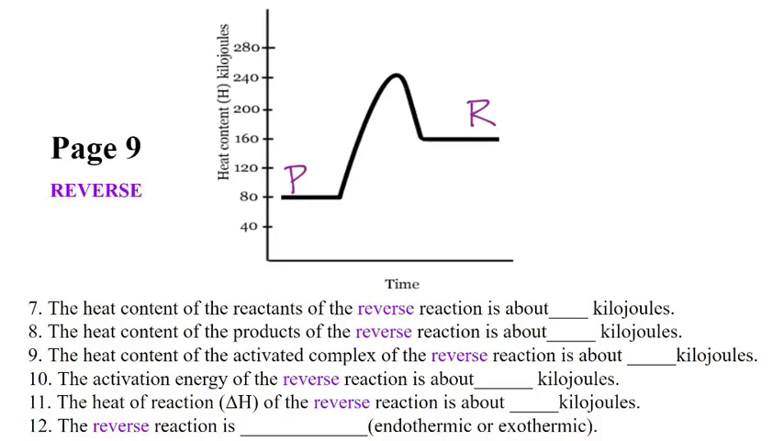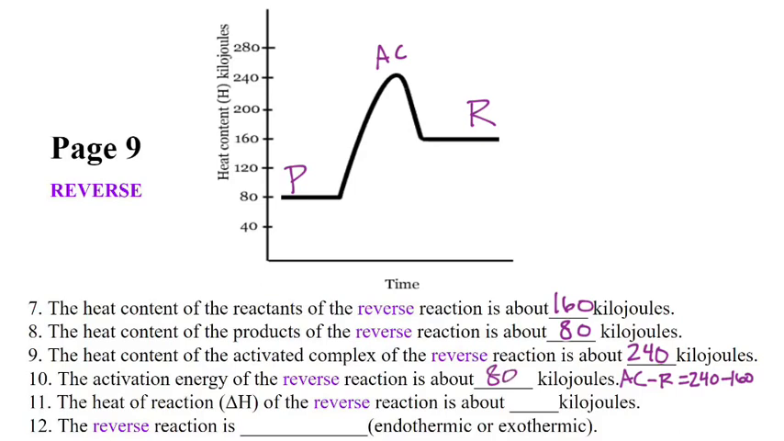We're just flipping those two around. It's important to realize that the activated complex stays in the exact same spot. It does not move at all. So here the energy of our reactants of the reverse reaction is 160. The products are 80, but the activated complex is still 240. So here when we're trying to find our activation energy of the reverse reaction, we're still doing activated complex minus reactants, but because my reactants are now 160, when I'm doing 240 minus 160, now this activation energy is 80.